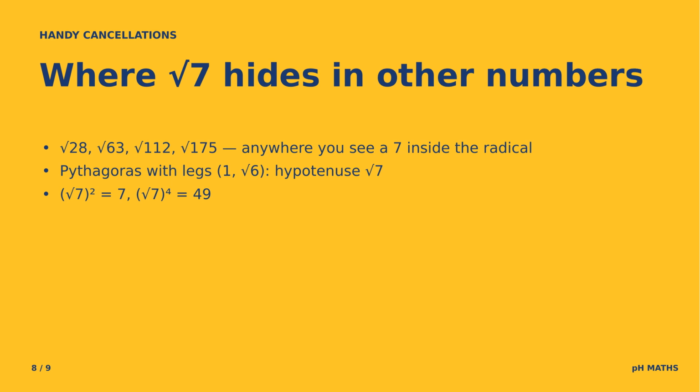Where root 7 hides: anywhere you see root 28, root 63, root 112, root 175, that's a hidden root 7. Pythagoras on legs 1 and root 6 gives a hypotenuse of root 7. Root 7 squared equals 7. Root 7 to the 4th equals 49. And if a surd answer looks awkward and you can't simplify it, double check whether it's already in its simplest form. Sometimes the answer just is root 7.